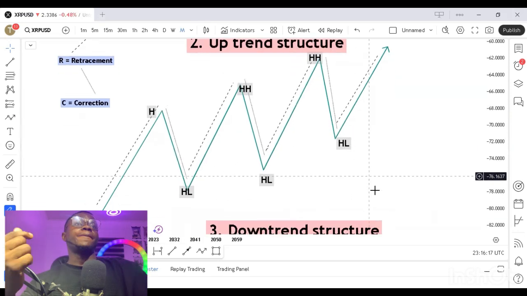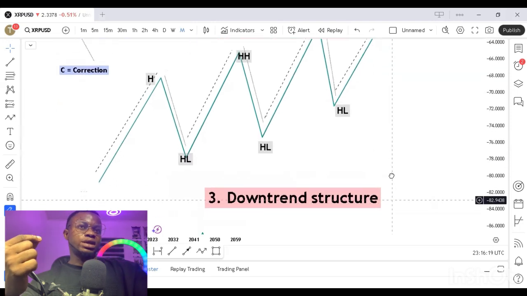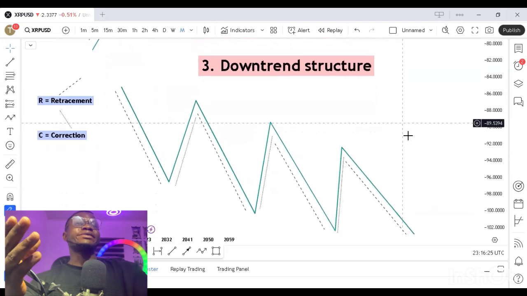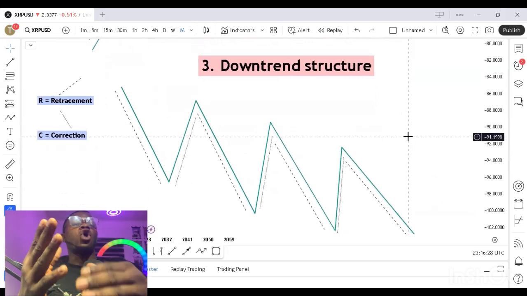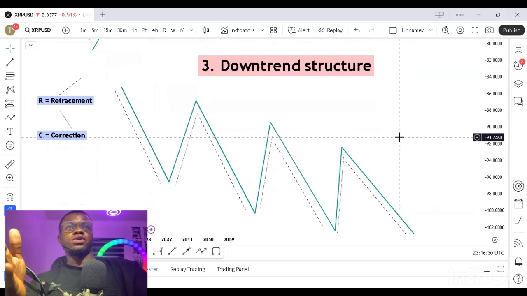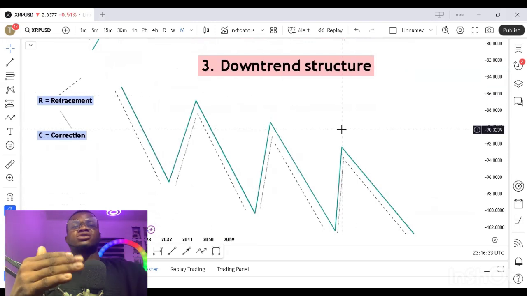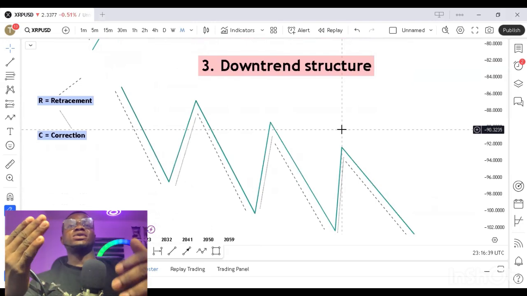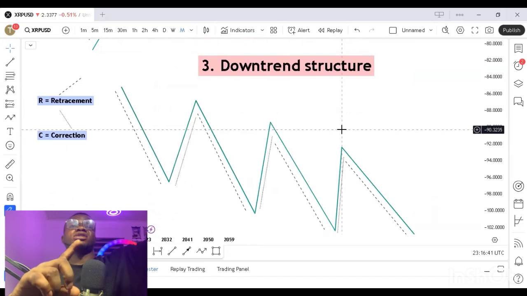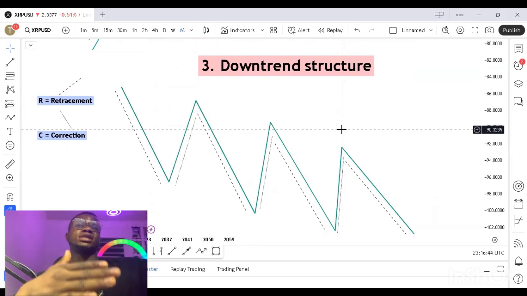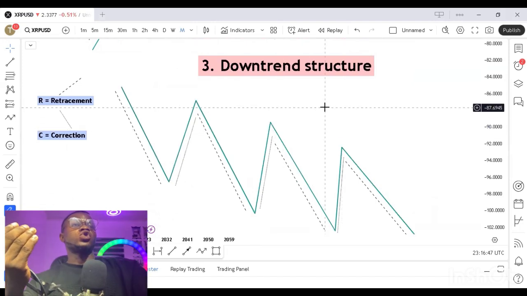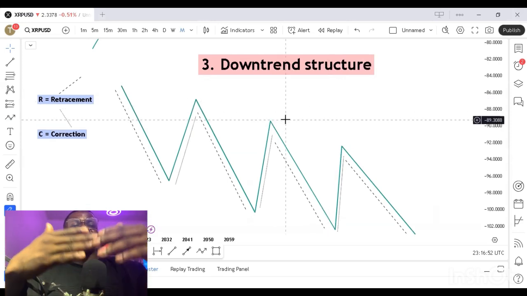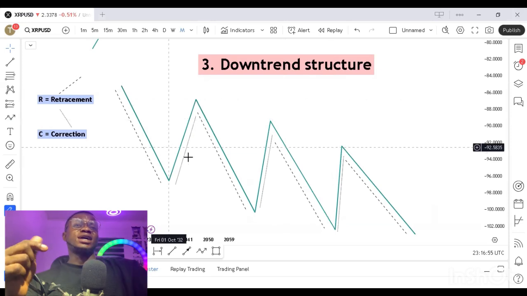So let's move to the third type of structure we have. The third type of structure is the opposite of the second structure. So the third structure is the downtrend structure. Just like your uptrend structure creating higher highs and higher lows, price retracing up first, then making a correction down, making an extension up, making a correction down, just like that. That is also how your downtrend structure works. But instead of the buyers taking charge, the sellers are winning.